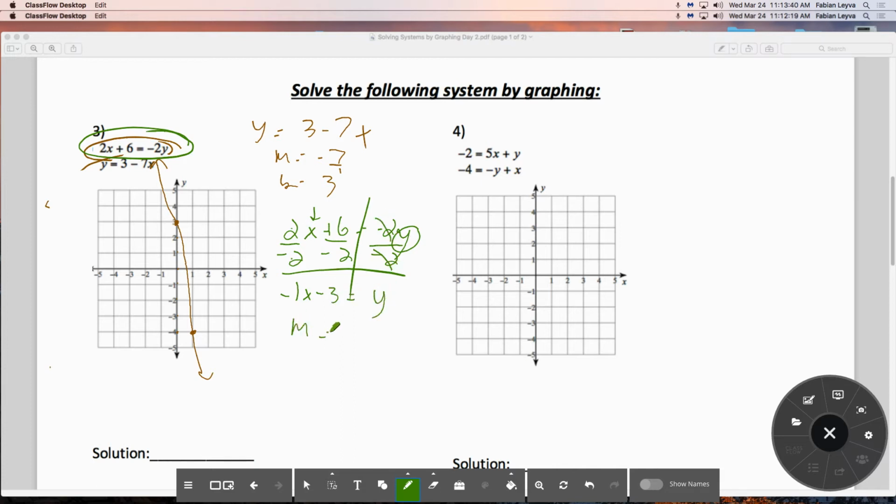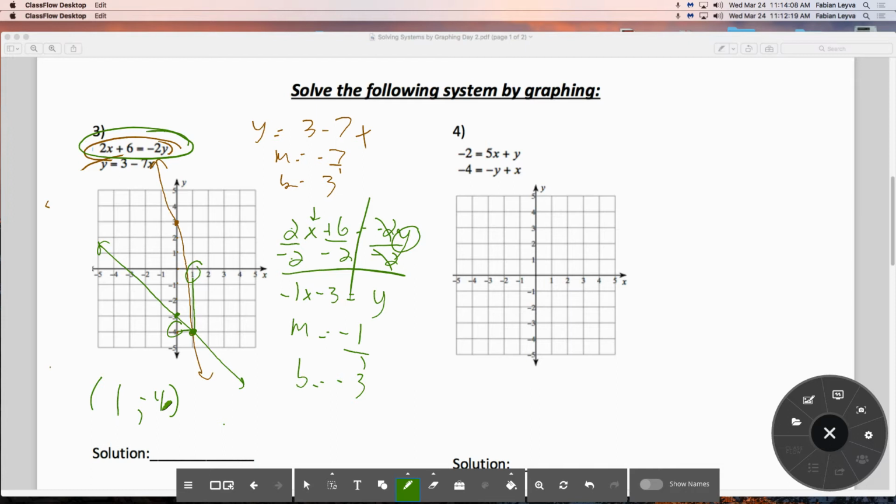So notice that now you are able to find your slope and your y-intercept. Your slope is -1, your y-intercept is a -3. Now putting that together, -3 is right over here. I'm going to go down 1 over 1 because that's what my slope tells me to do, so it would be right over there. So luckily for us, it was quite easy to see the intersection point, which in this situation would be the ordered pair x, which is 1, and y, which is a -4.